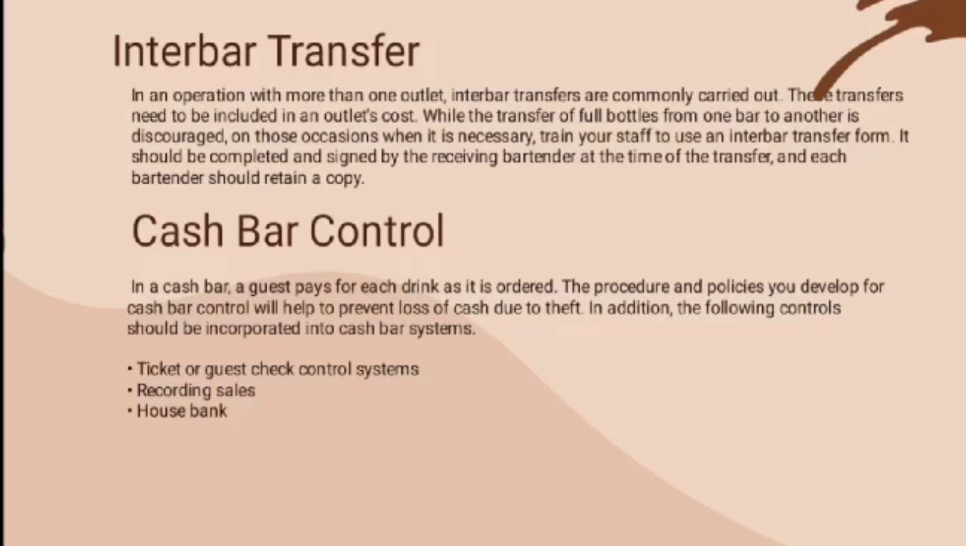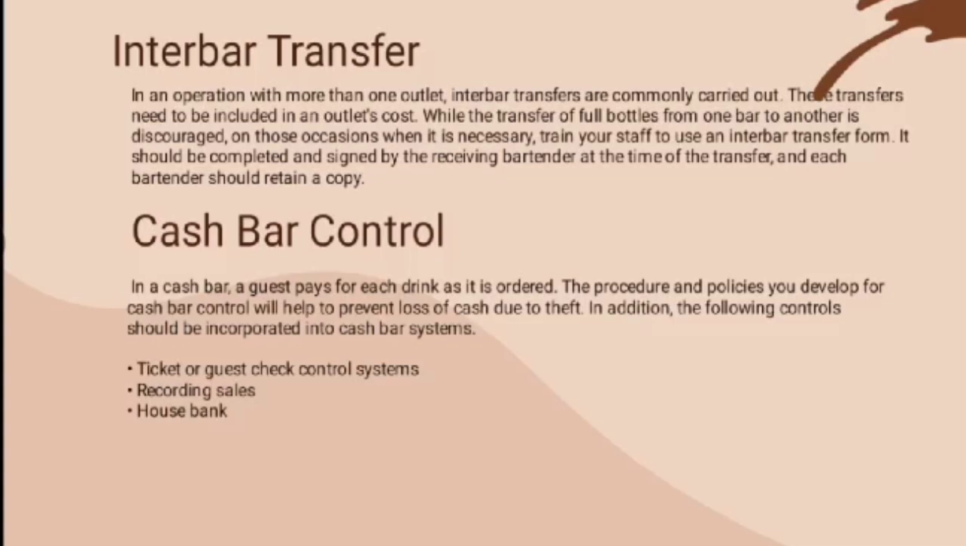Cash bar control involves managing the cash transactions in a bar where guests pay for each drink as it's ordered. Effective control systems are essential to prevent cash losses due to errors or theft. So we have here three: the ticket or guest check control system, recording sales, and the house bank.